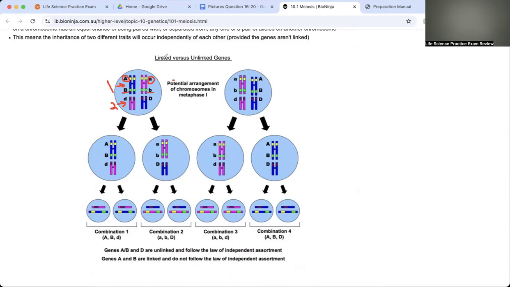It's possible that they might not, based on crossing over, depending on where it crosses over. But basically, if they're on the same chromosome, they're linked. They're more likely to go together as opposed to being on different chromosomes. There's no attachment. It's completely random. They're going to end up in different cells, potentially. So you can see here all the different combinations.